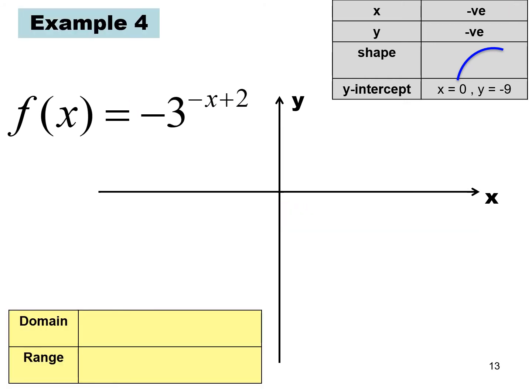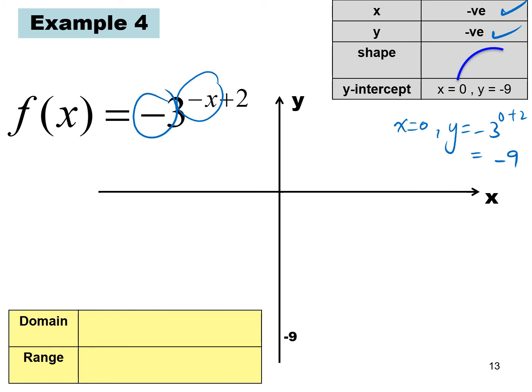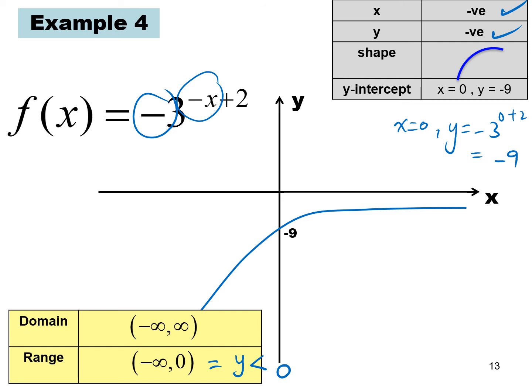Alright, next example. This is x negative, y negative. The shape is like this, and then x is 0, y equals negative 0 plus 2, you get negative 9. So from here you can sketch the graph like this, and then the domain is negative infinity to infinity, and the range is negative infinity comma 0, or we can write y less than 0.